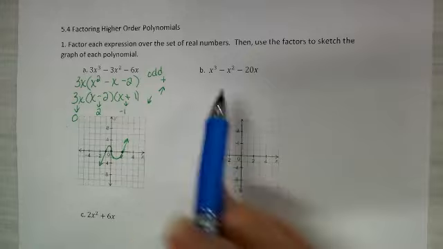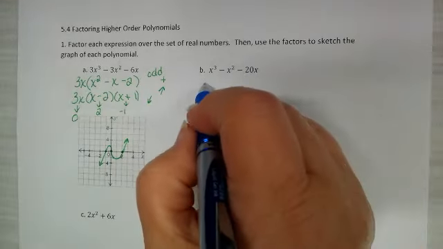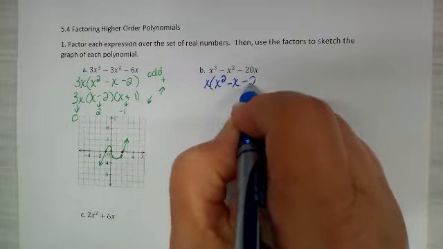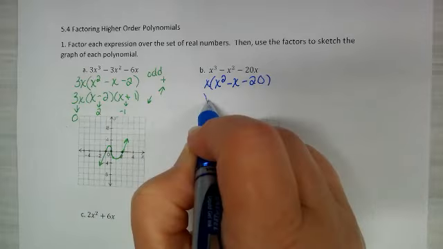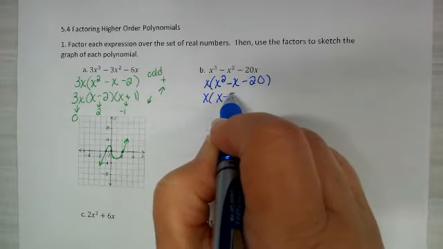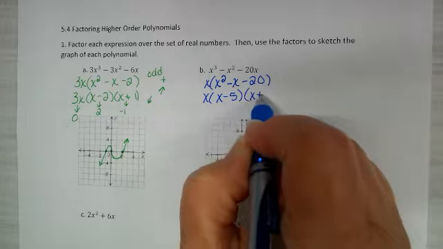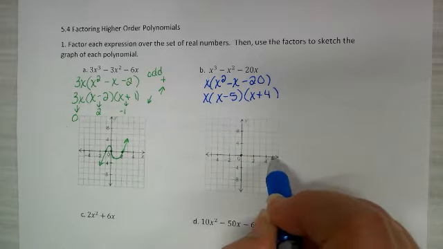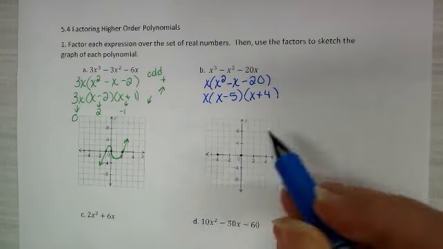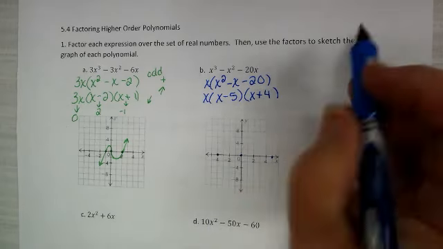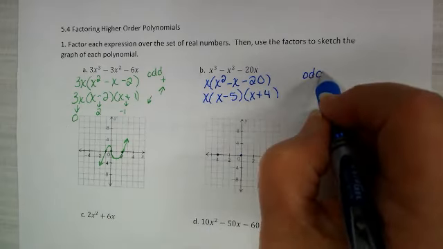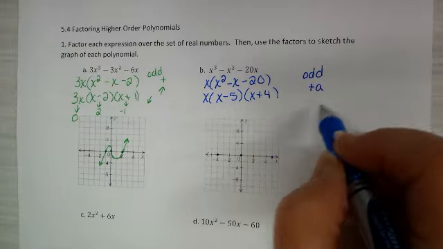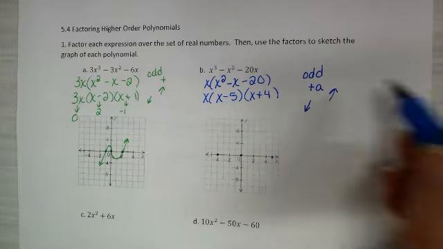All right, let's do the same thing for letter B. Let's take out the GCF of x. And then I've got x squared minus x minus 20, which factors further. X minus 5, x plus 4. So we have 0, 5, and negative 4. Once again, it's odd, x to the third, the degree, and it's got a positive a value. So the end behavior is down, then up.